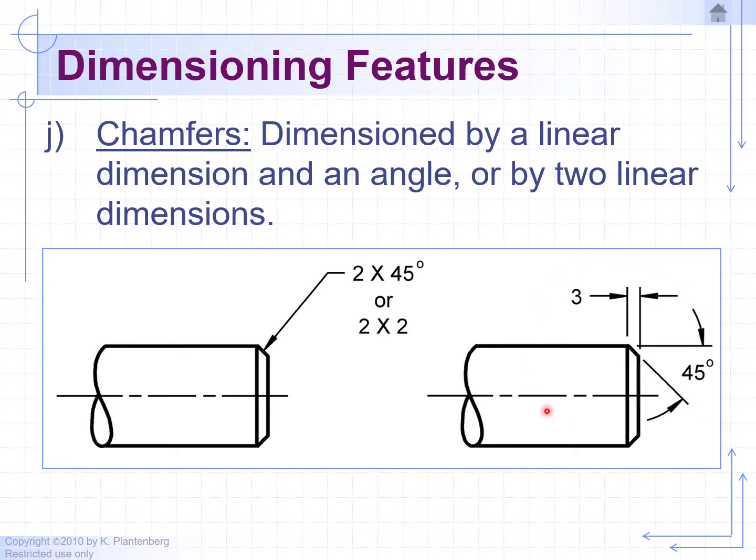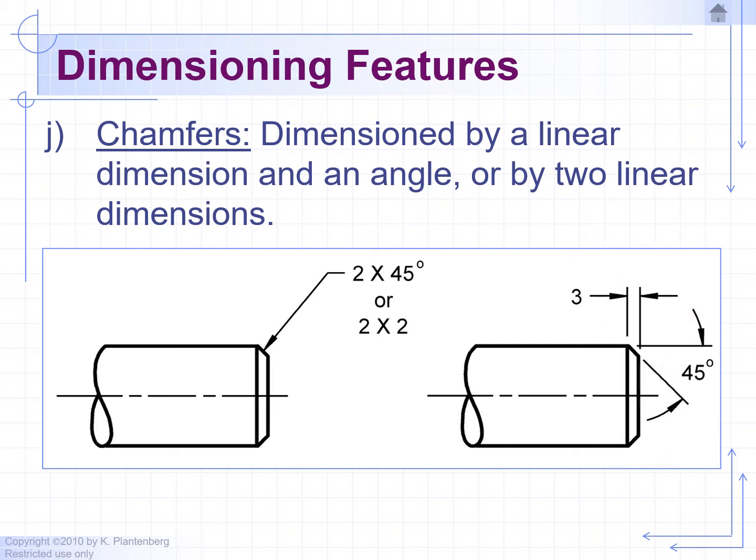If you have the room, then if you want, you can do it the long way by calling out the angle, 45 degrees, and the length from this imaginary intersection point to the edge of 3. So that's another option. It takes up a lot more room, but you do have the option of calling it out this way.